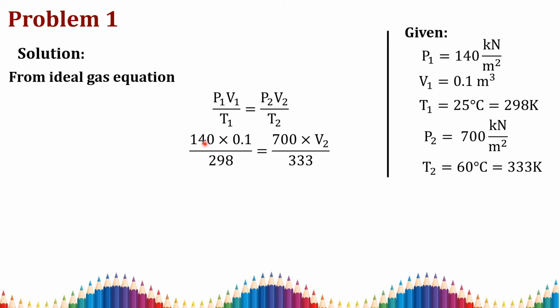So P1 is 140 kilonewton per meter square and P2 is 700 kilonewton per meter square. And again you check the units of volume. V1 is 0.1 meter cube. V2 we need to find.